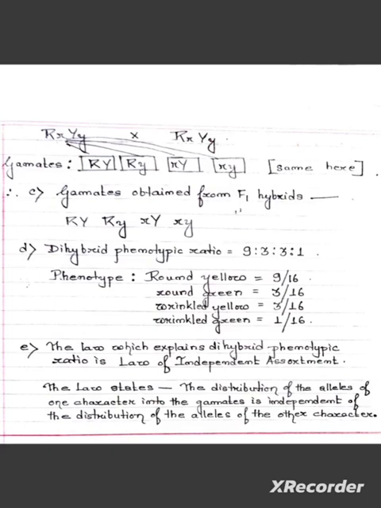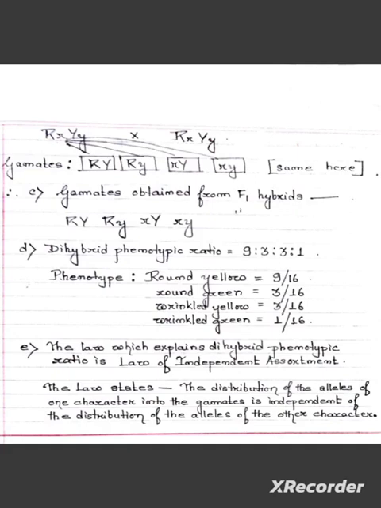Question D. Give the dihybrid phenotypic ratio and the phenotype of the offspring of the F2 generation when two plants of F1 generation are crossed. So again self crossing is done. The dihybrid phenotypic ratio will be 9:3:3:1. And what will be the phenotypes? Out of a total of 16, 9 are round yellow, 3 are round green, 3 are wrinkled yellow, and 1 is wrinkled green.